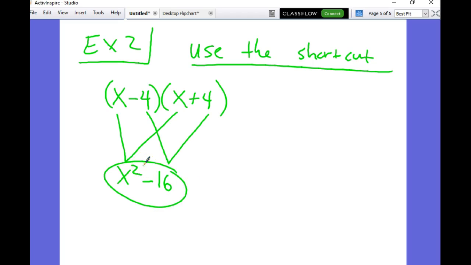Can you only use the shortcut when the numbers are the same? Yes, so only when they're the same number and opposite signs. No reciprocals, just the same number, opposite signs. If it was anything else, we have to do the box method. You could do the box method and you still get the right answer, it's just more work. All right, let's do another one.